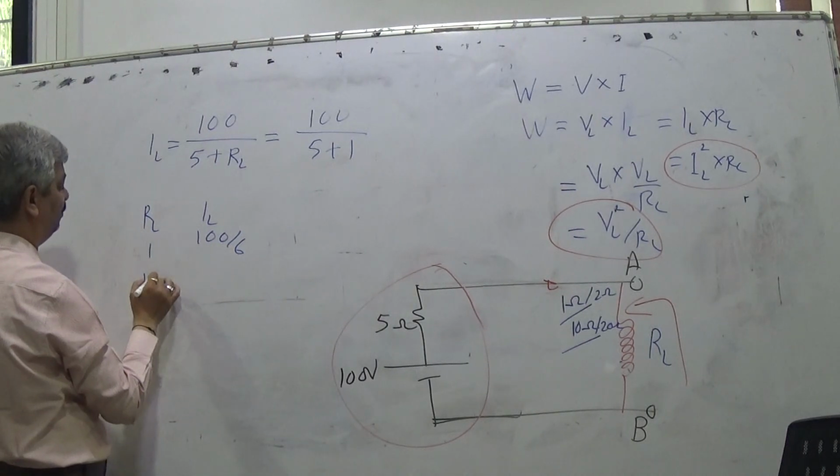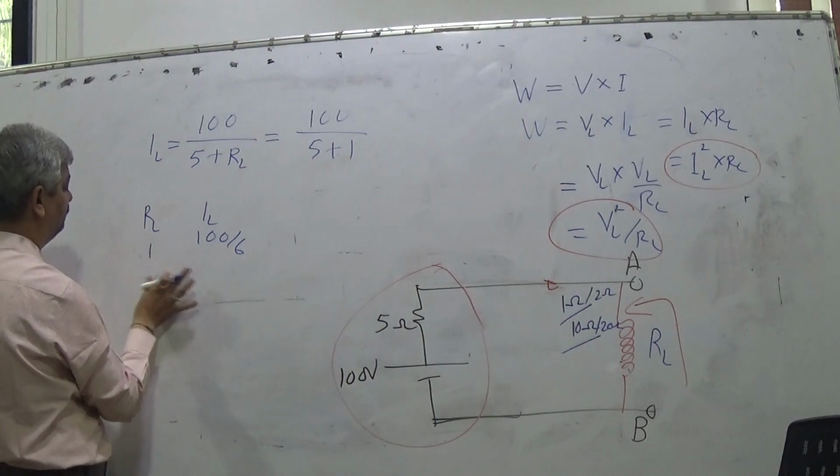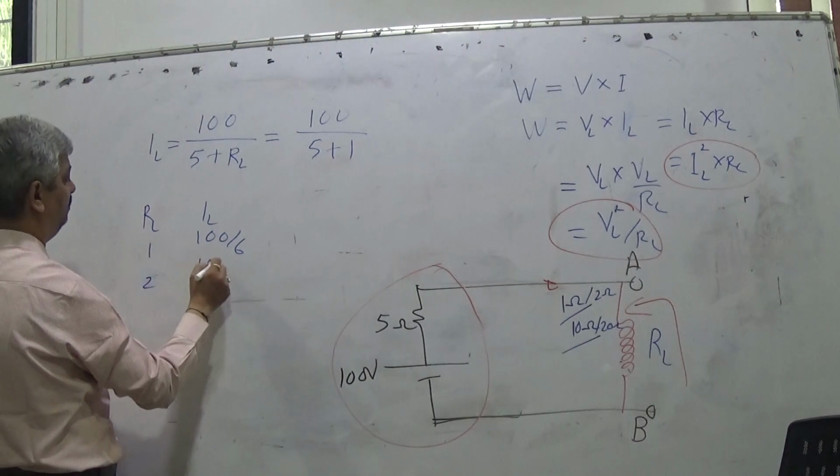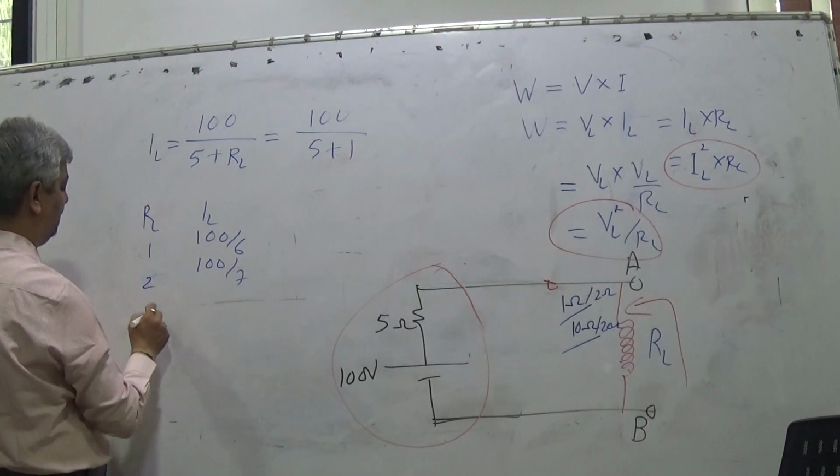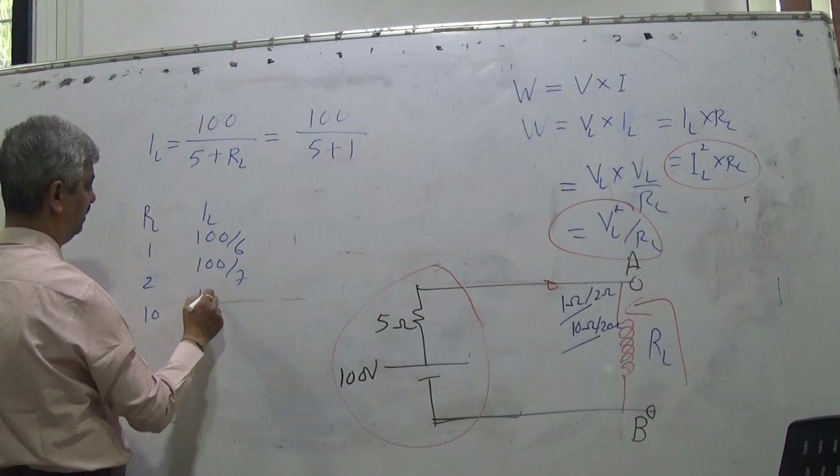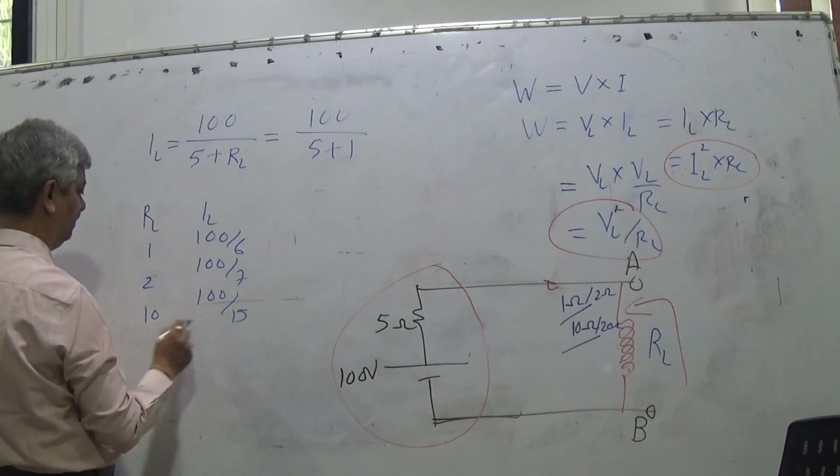RL 2 ohm, 100 upon 7. RL 10 ohm, 100 upon 15.